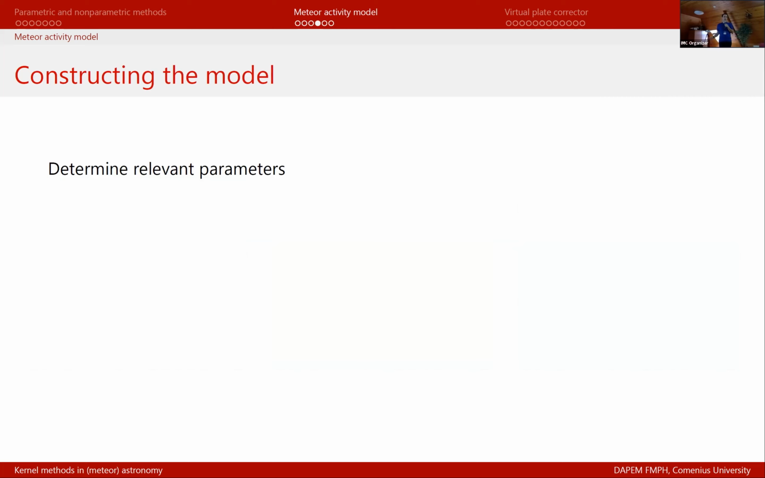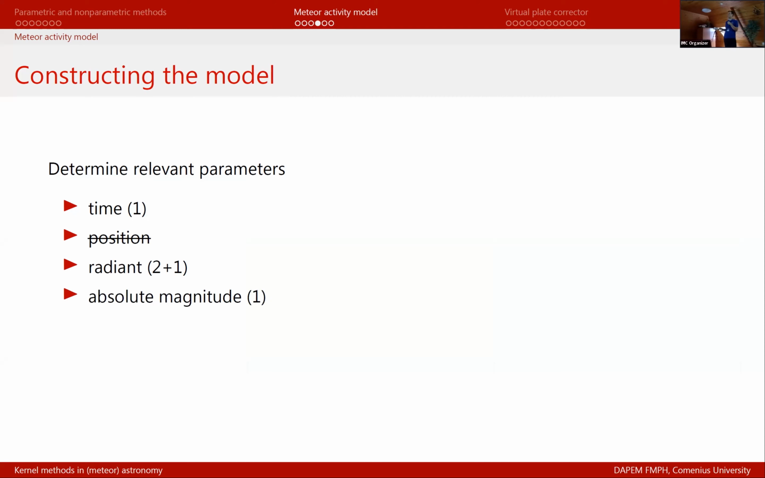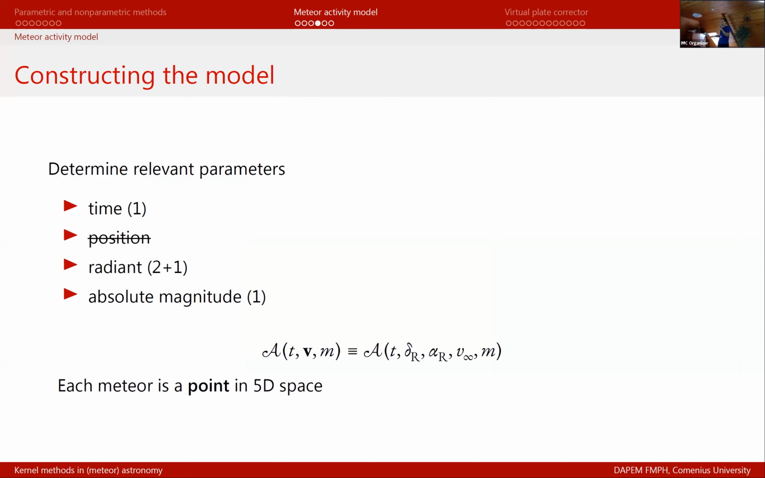So the relevant parameters here: meteor observations. Of course, this can be recorded extremely precisely, especially for our purposes; 1 second is plenty. Position, well, not in fact position, because position is dependent on the position of the observer. What doesn't change is the radiant. So this is two properties, the right ascension and declination, plus the speed component. And finally, for meteors, not meteoroids, the absolute magnitude.